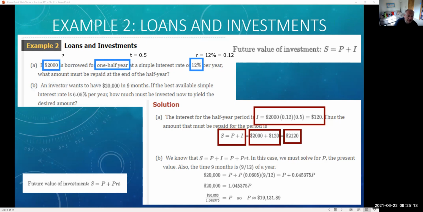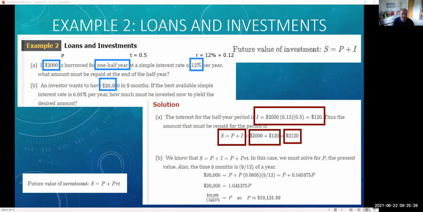Look at part B. An investor wants to have 20,000 in 9 months. Okay, so listen to how now we're kind of giving you odd numbers, and we're asking you for a number we used to give you. That's what's happening here. So if the investor wants to have 20,000 in 9 months, if the best available simple rate is 6.05% a year, how much must be invested now to yield the amount?